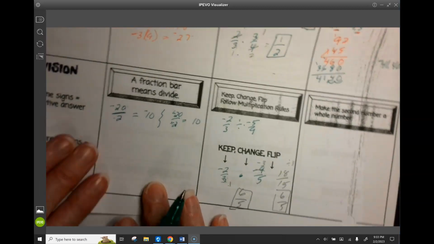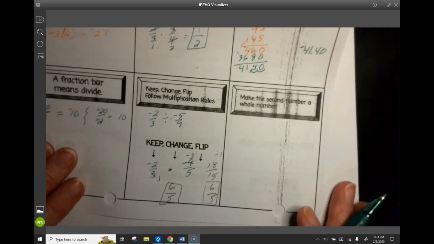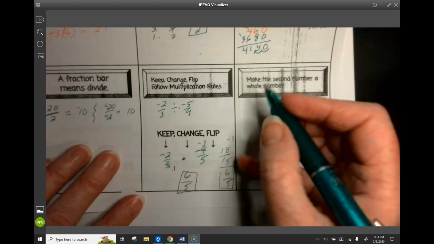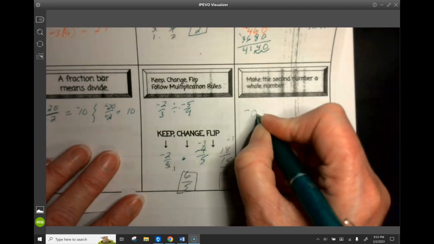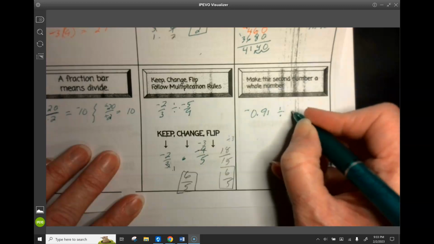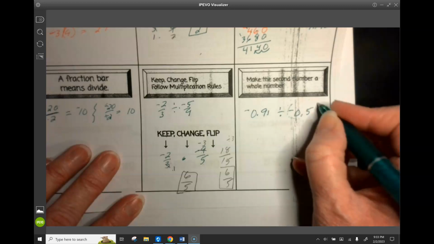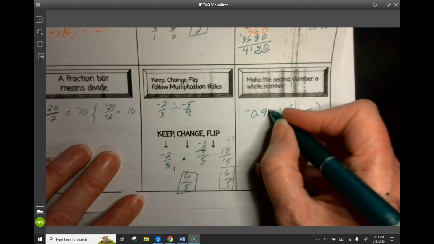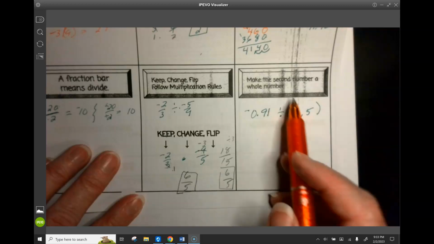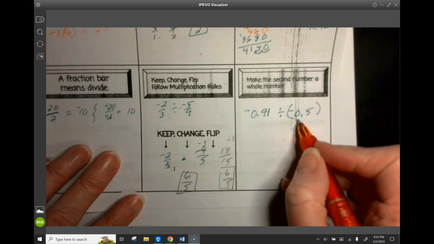And now everyone's biggest high maintenance friend is division of decimals. Oh my gosh. Make sure the second number is a whole number is what we need to keep in mind. So here we go. Negative 0.91 divided by negative 0.5. Okay? So negative 0.91 divided by 0.5. So what this says here is really important. Make sure the second number is always a whole number. So right here has to be a whole number.